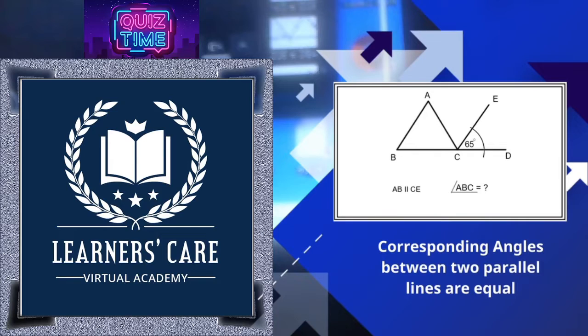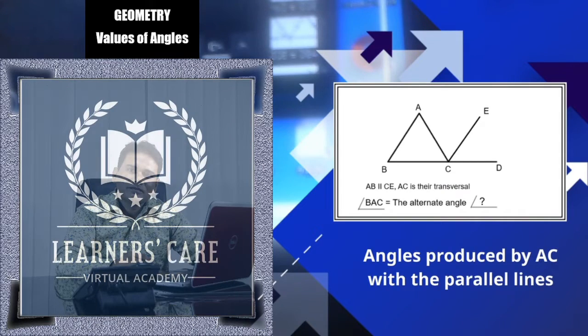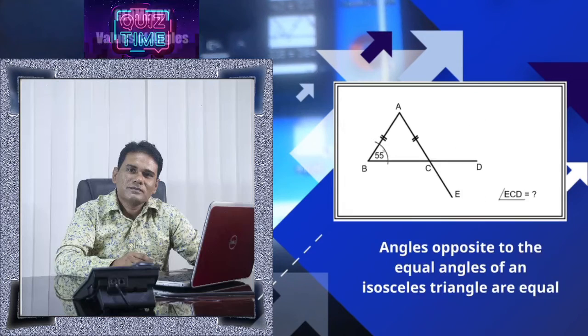The next diagram is of two parallel lines as well, and you have to name the alternate angle of BAC produced by the transversal AC between the two parallel lines AB and CD. In the next diagram, you have to find the value of ECD.